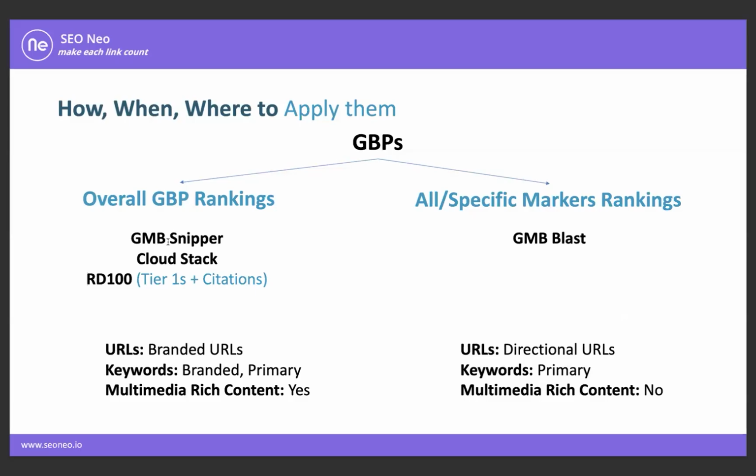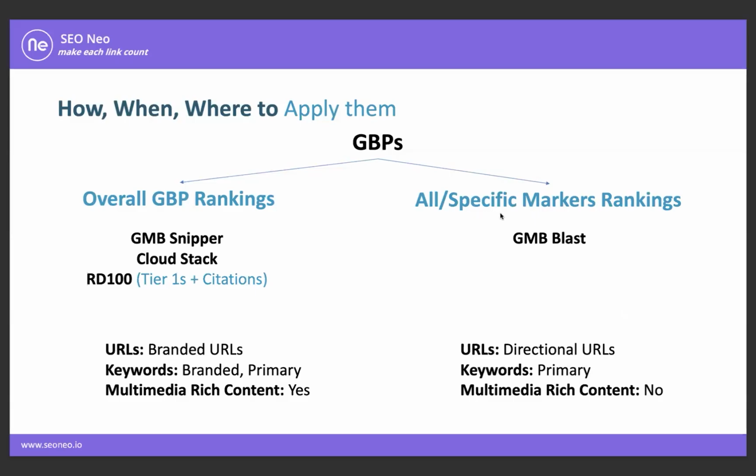In the first two campaigns, which point directly to our GBP, we want branded URLs. For the RD100, we want partial match or LSI keywords. And of course, we want to post to multimedia rich content. Multimedia rich content means websites that allow us to post articles, images, videos, iframes, and the like.